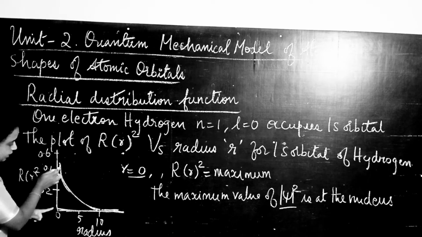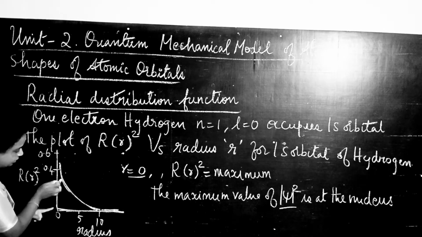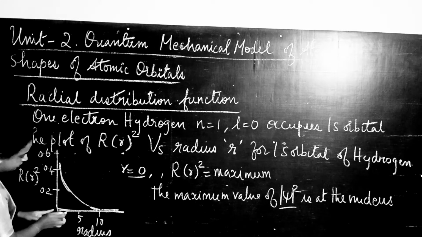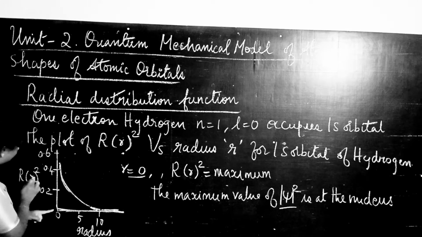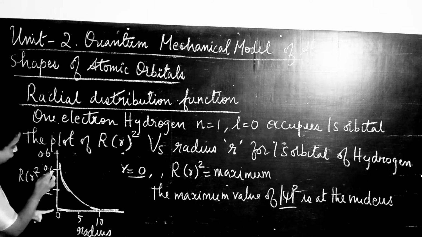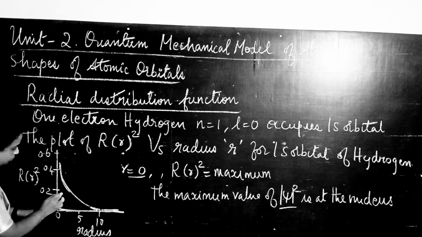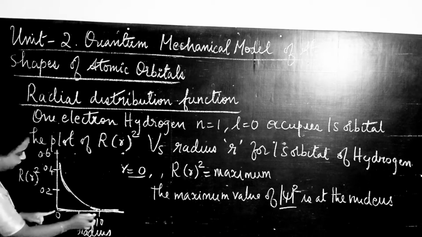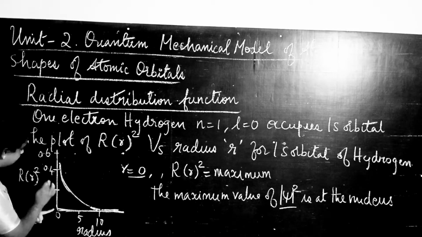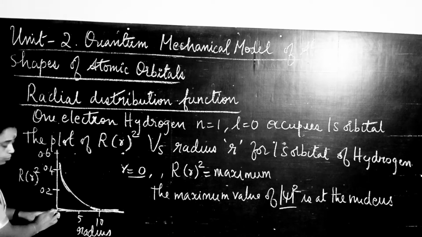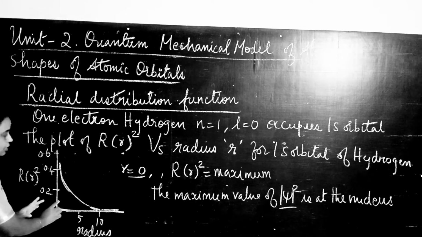As the curve goes like this, as the radius increases, the probability of finding the electron, the R R square value, comes down. From 0.4 it goes to 0.2, then again it comes to 0. When the radius is equal to 10, the R R square value will be equal to 0. So from this curve, what should we understand?